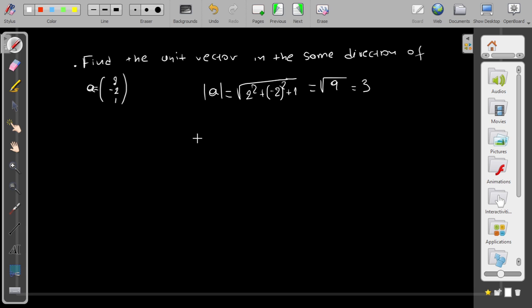Now, what do I want? I want basically my K, a constant scalar, times A, this vector, the magnitude of that to be 1. So basically I want K times the magnitude of A to be 1. How much is K in this case? 1 over 3. So now I found my scalar.